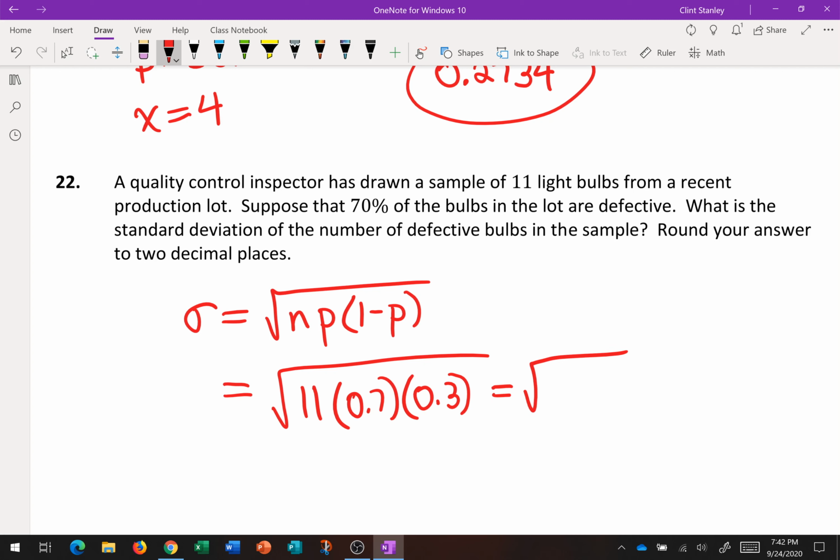So underneath the square root, we have 2.31. When we take the square root of 2.31, we won't round yet. We get 1.5198 on and on. But it says round your answer to 2 decimal places, so this will round up to 1.52.